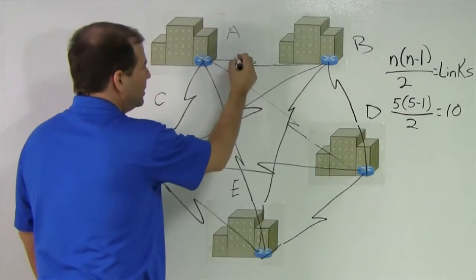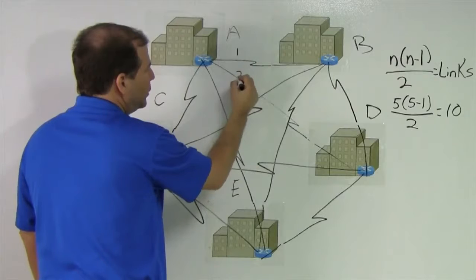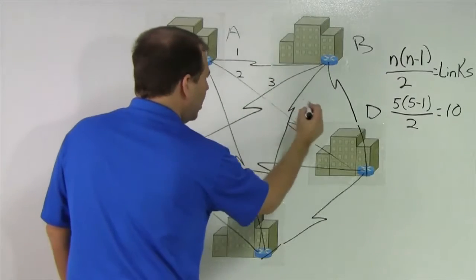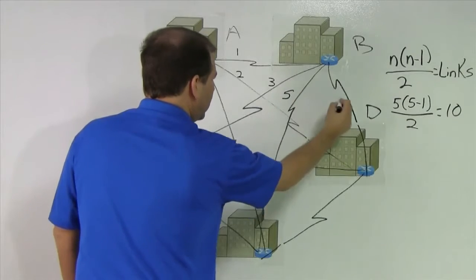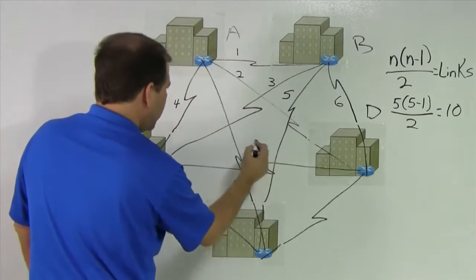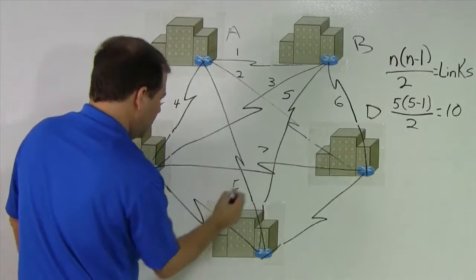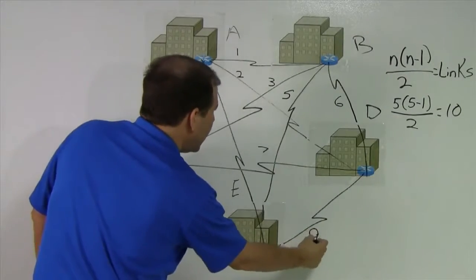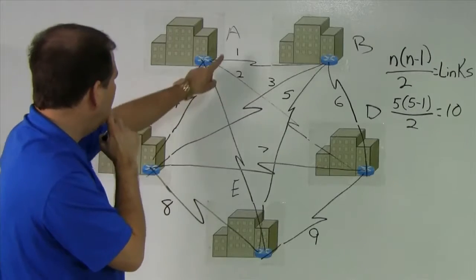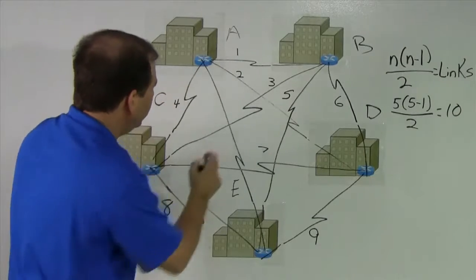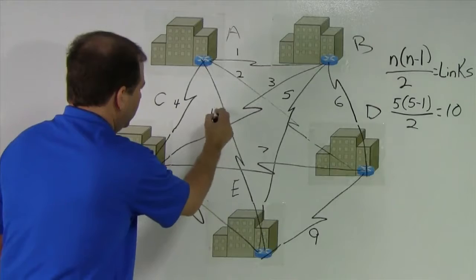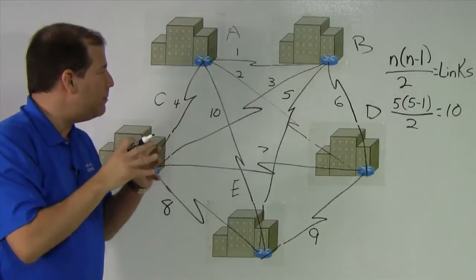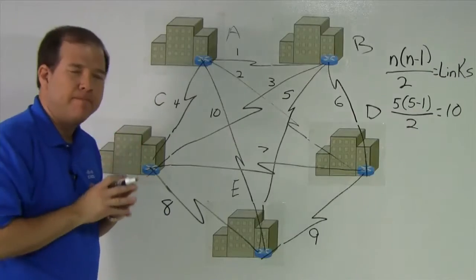Let's number them. Let's say 1, 2, 3, 4, 5, 6, 7, 8, 9, I'm missing one. 1, 2, here it is. 10. We've got 10 links required to fully mesh all of these sites together.